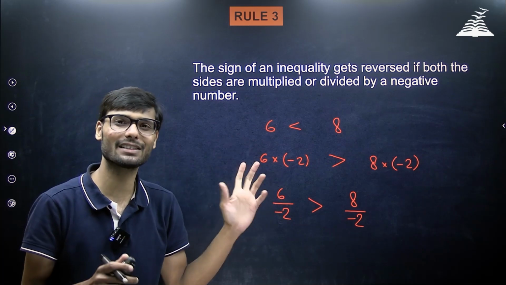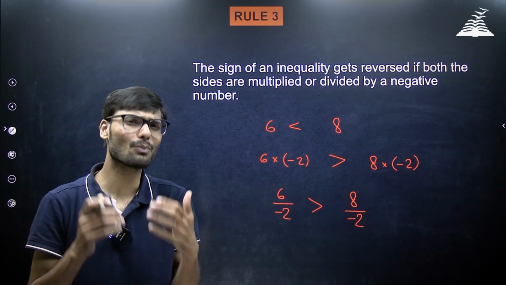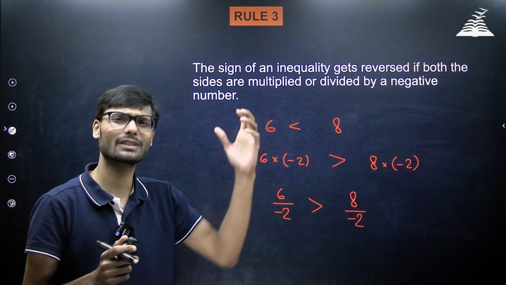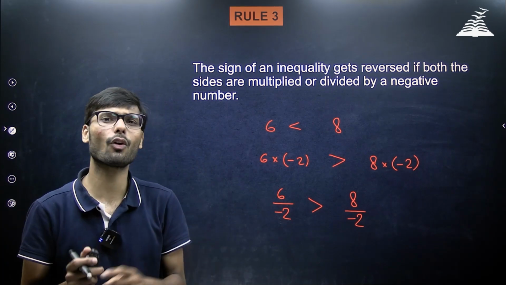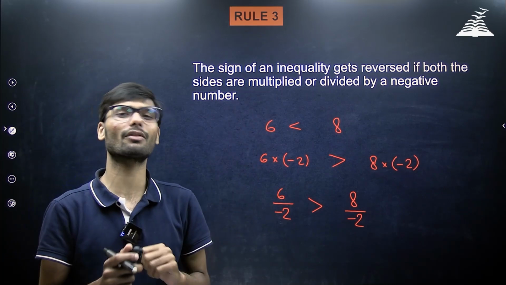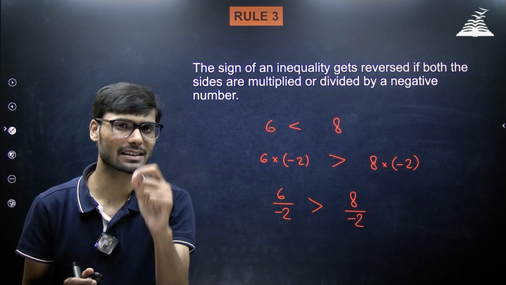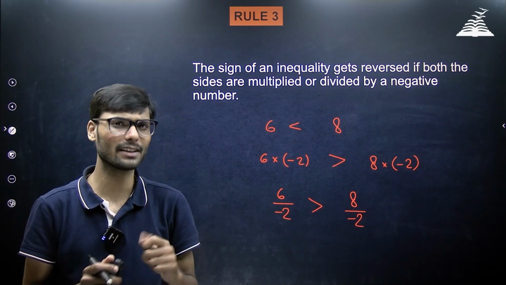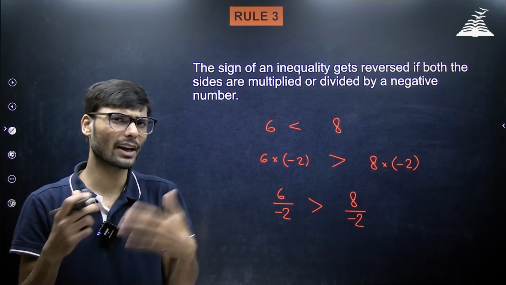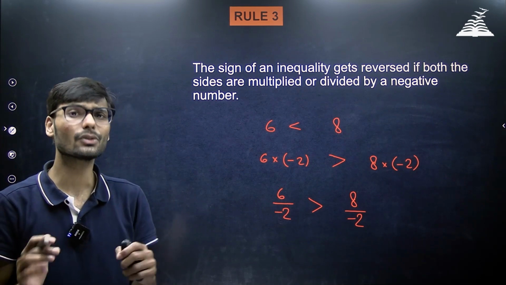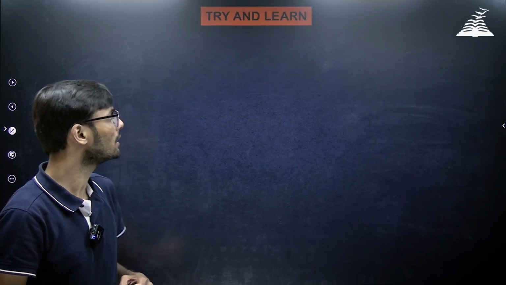So this was pretty simple. Why? Because most of the rules that we have studied for equations can be applied here except for this rule number 3, which tells us that if we are multiplying or dividing by a negative number, the sign of the inequality must be reversed, right? So we can apply this for any question related to linear inequation. So let us now take a look at a question.